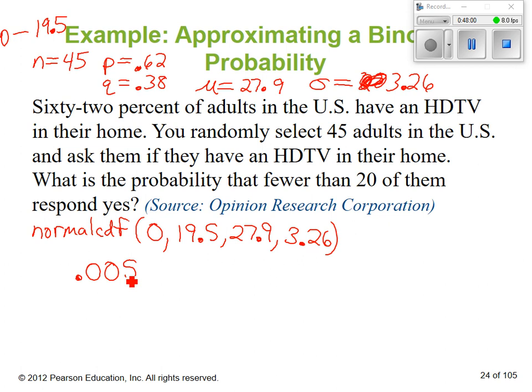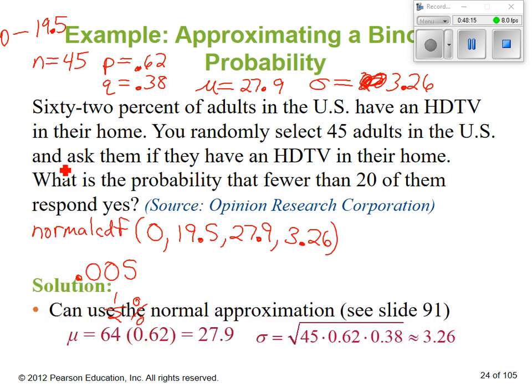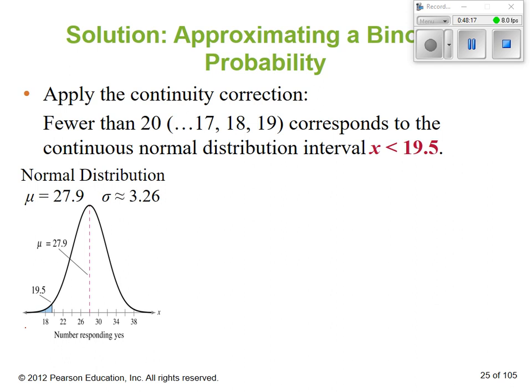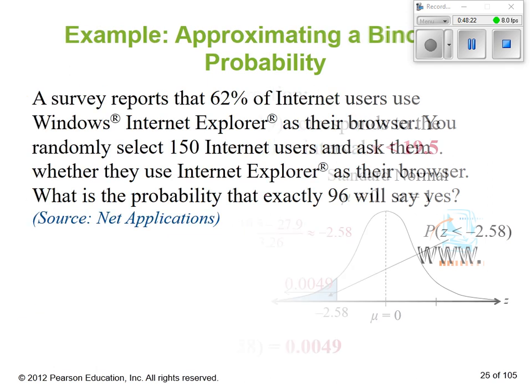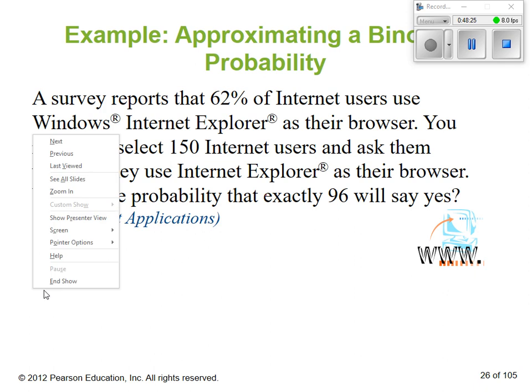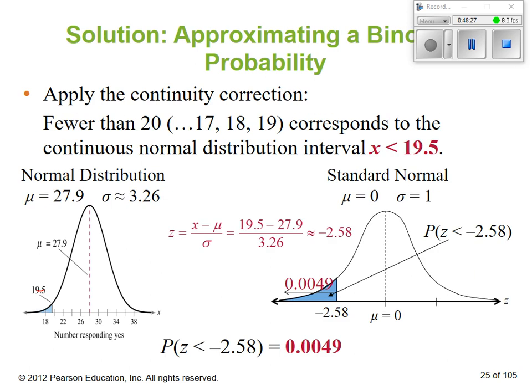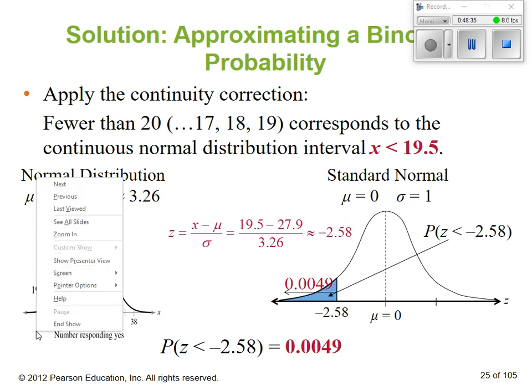What's that tell us about that? Yeah, it's very unusual. It's very unusual because that's about 0.5%. That's very unusual because it's less than 5%, right? Let's see if we did everything right. Notice here they change it all into z-scores, which we didn't do because we don't have to. And they came up with 0.0049. I thought you guys told me it was 0.005. We rounded. Oh, okay.